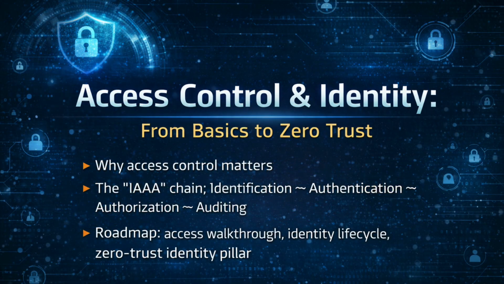In this video, we're going to build a clear, from-the-ground-up mental model of access control. By the end, you should be able to explain 4 core elements: identification, authentication, authorization, and auditing. And you'll be able to narrate what actually happens when a user or a service account tries to access a resource. We'll also zoom out and look at the identity lifecycle, how identities are created, changed, and retired, and we'll connect all of that to modern zero-trust thinking.